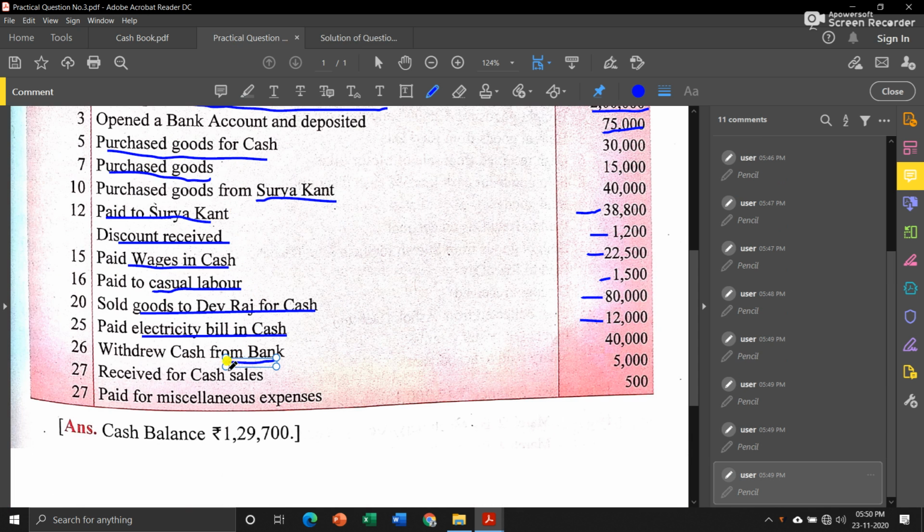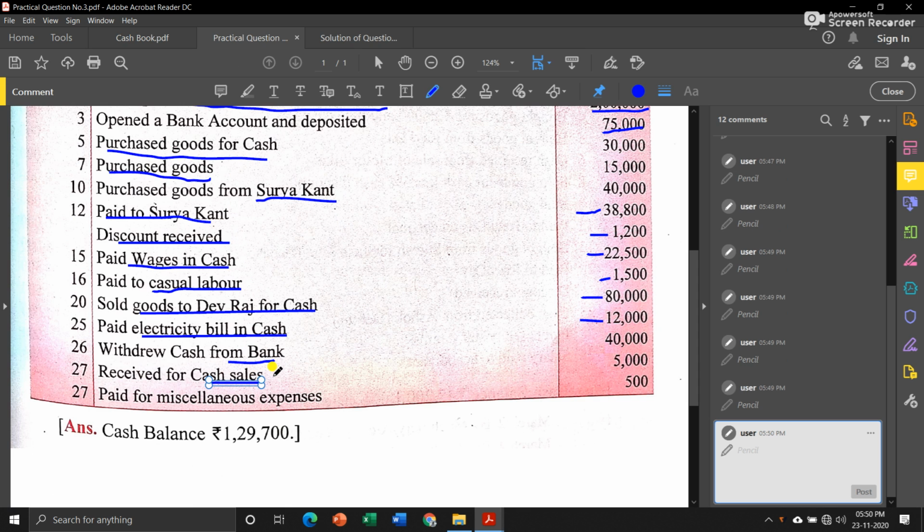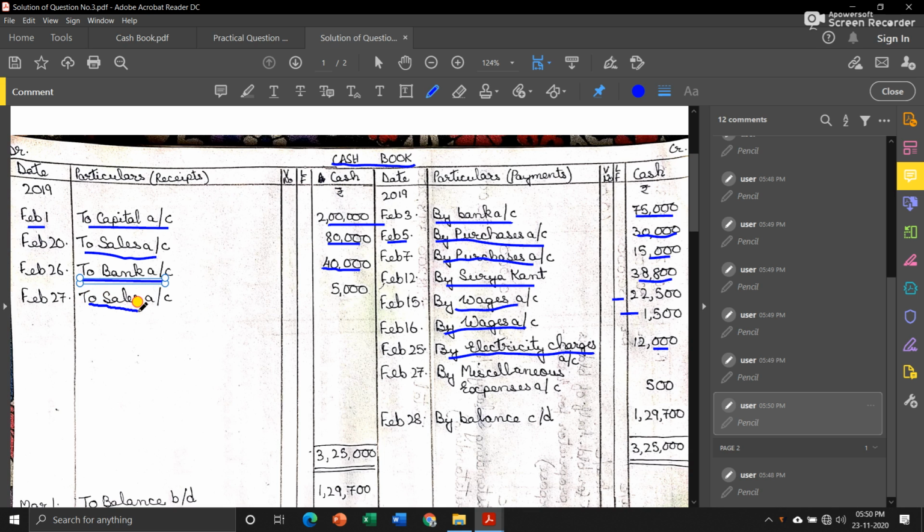Then next is received for cash sales. That means we sold goods for cash and we received cash. So that means we will record it in debit side by writing to sales account rupees 5,000.